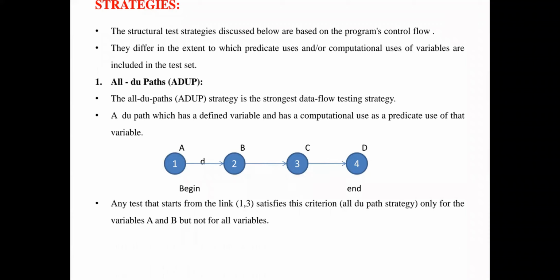Satisfy this criteria. See, from 1 to 2, 2 to 3, we have the one definition link. So that's why it is satisfying the all du-path strategy only for variables A and B, but not for all variables. For example, if you are taking a link 2 to 4, it does not satisfy because it does not have any definition link.